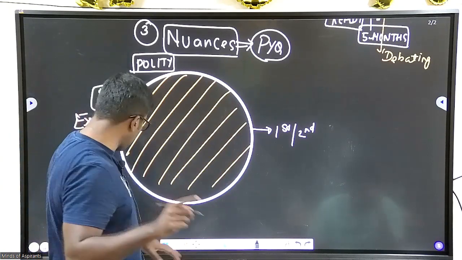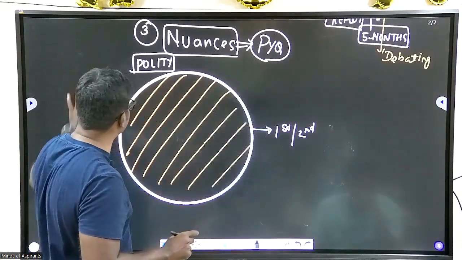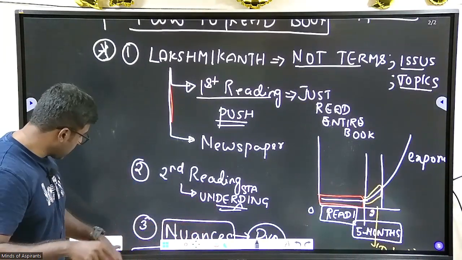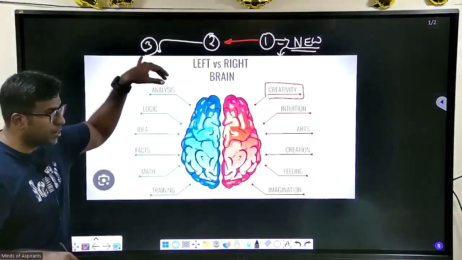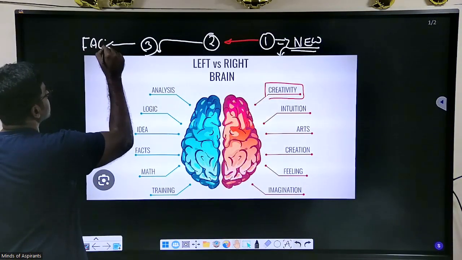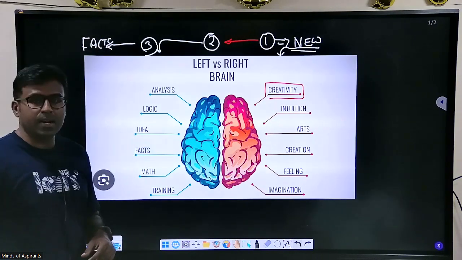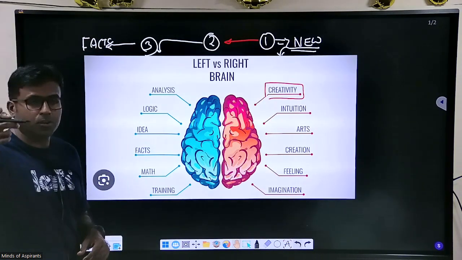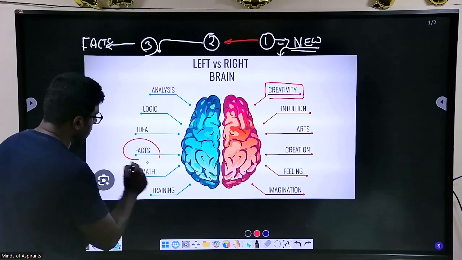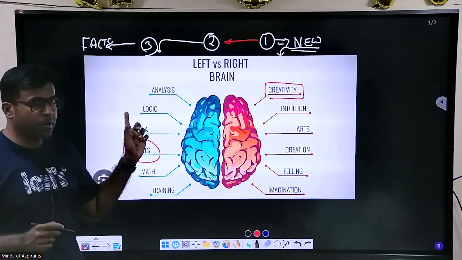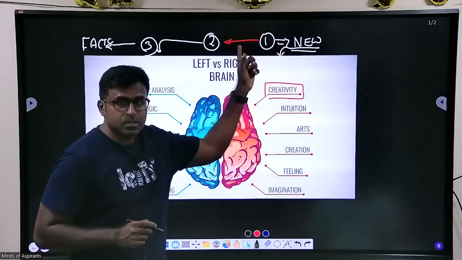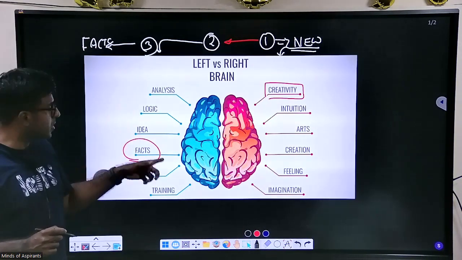This is how you have to read a book. A book cannot be read just like that. The point here is that this is where the left side of the brain assimilates facts. If in the first reading itself we go into the material and start assimilating facts, it is not possible. Your brain needs time to finish the first iteration, the second iteration, the third iteration, and then it needs facts.